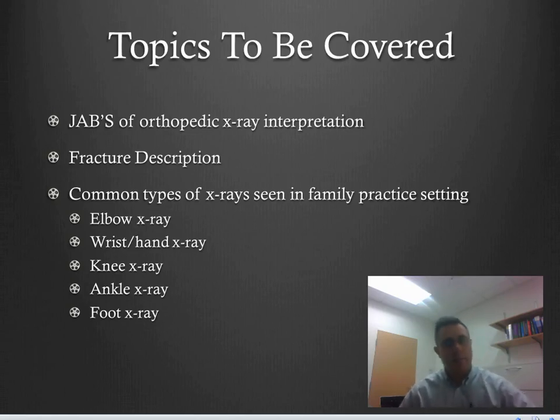Okay? Again, I'm not a radiologist, so this is not going to be 100% comprehensive, but it should give you enough clues and pointers into how to read an x-ray and what kind of things to look for and what kind of little tricks there are out there, so that you know, first of all, if it's a good x-ray. Second of all, if there's a fracture or some other sort of problem going on. Okay, so let's move right into it.